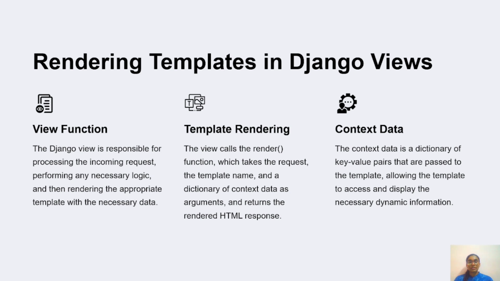The next one is the context data. The context data is a dictionary of key value pairs that are passed to the template, allowing the template to access and also display the necessary dynamic information.